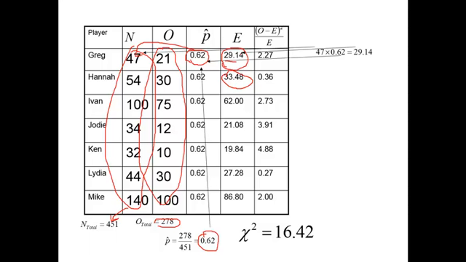We then substitute the O and the E into our O minus E squared over E, and get each of these numbers, and none of them appears to be too far out, quite frankly. The total sum, though, is 16.42.